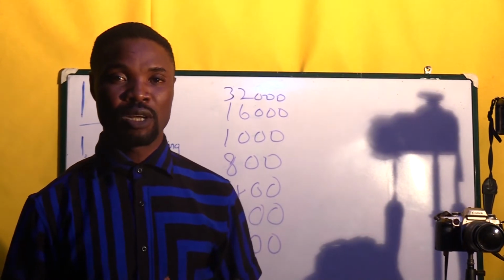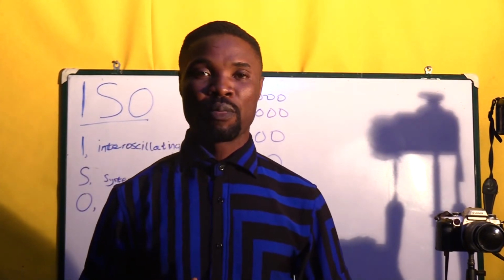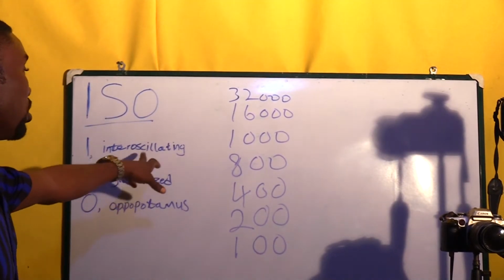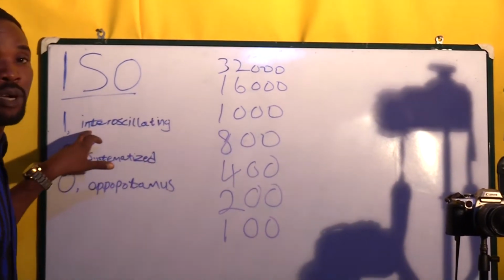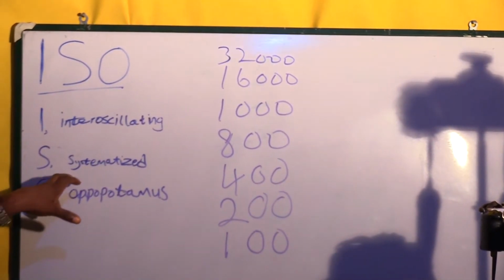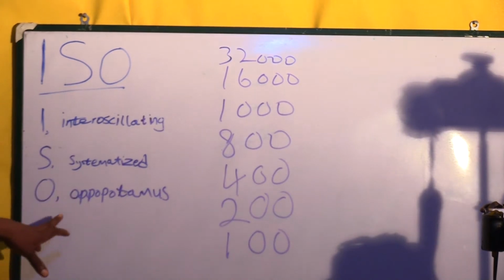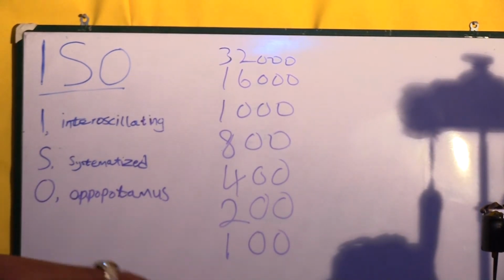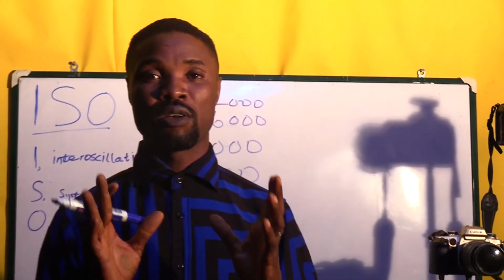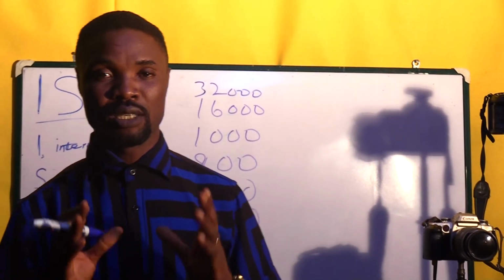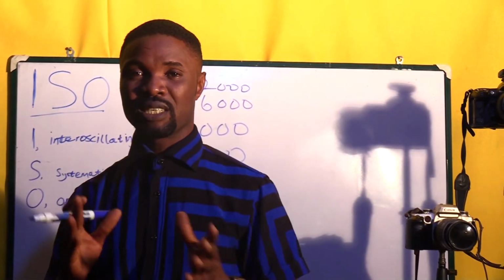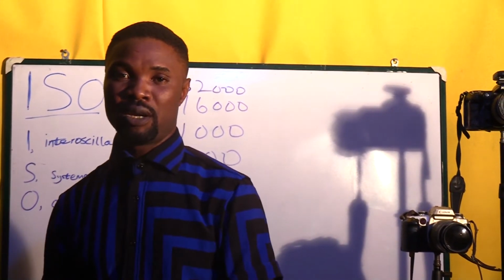connecting to the frames of the camera. The complete word of ISO has to do with the I part, the S part, and the O part. These three words are the complete words of ISO. They are combined words. It stands for the sensitivities of the camera.